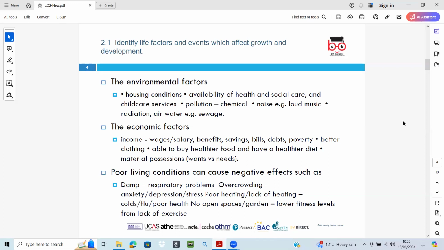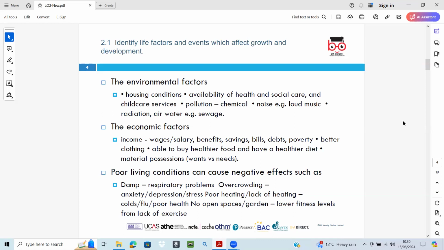Then we have pollution. Pollution involves the introduction of harmful substances into the environment and can be chemical, noise, or radiation based. Exposure to chemicals in the air, water, or soil can lead to various health problems, which can include respiratory issues and developmental delays.